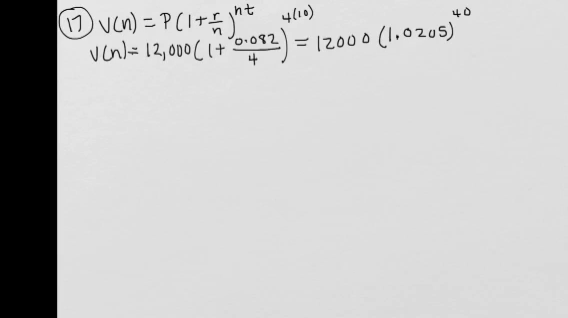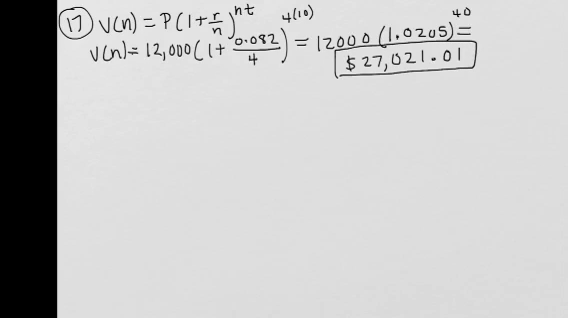So the 0.082 divided by 4 is 0.0205. We added it to the 1, so that gave us 1.0205. And then the 4 times 10 is 40. So when you put this into the calculator, you get $27,021.01. Okay, so every penny counts, so I'm going to include that penny right there. So that's my answer after 10 years.